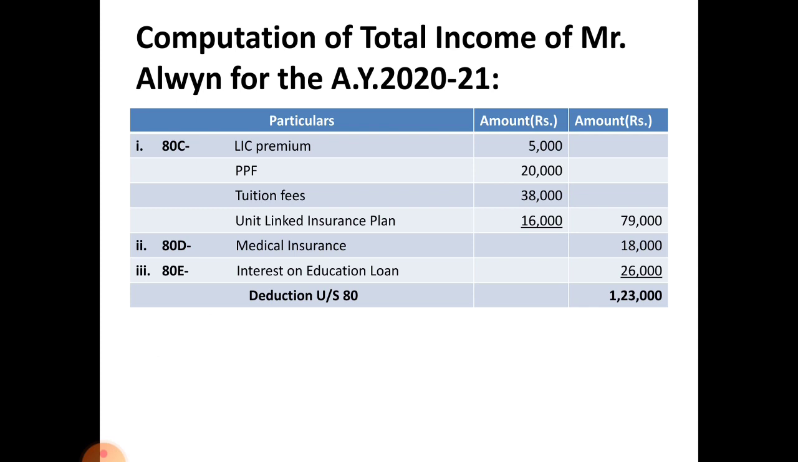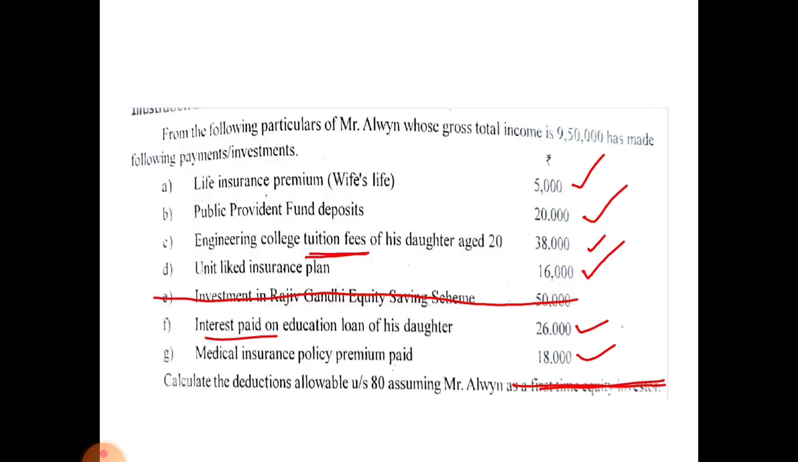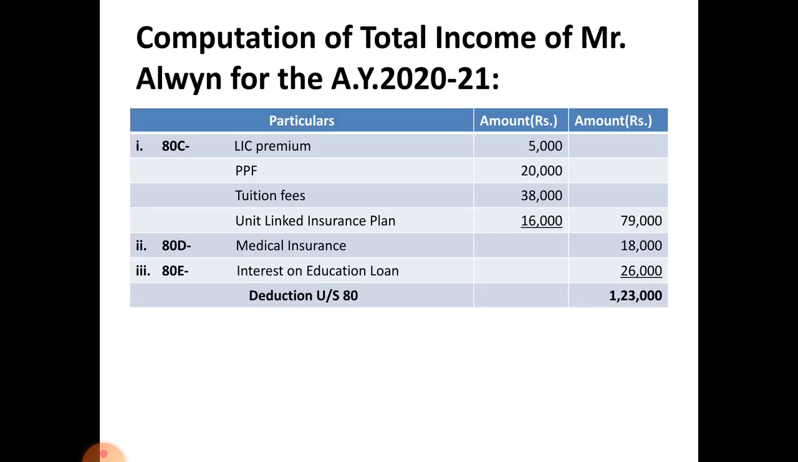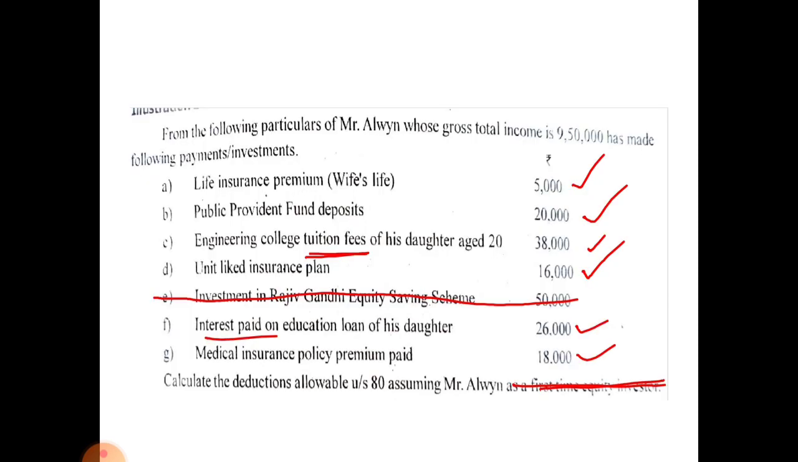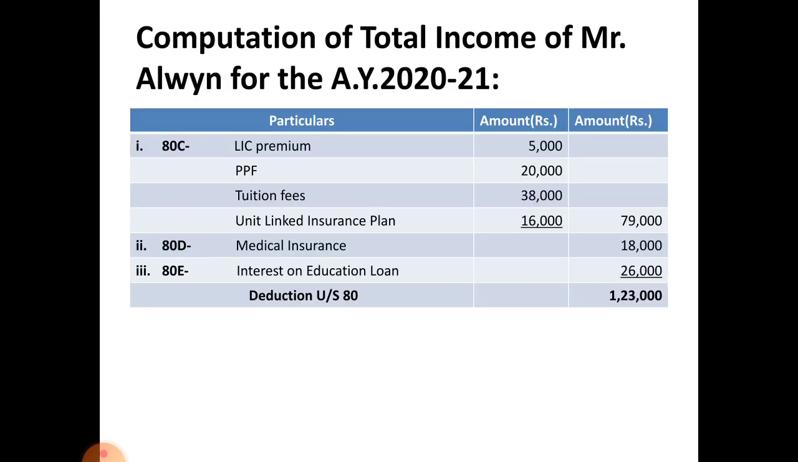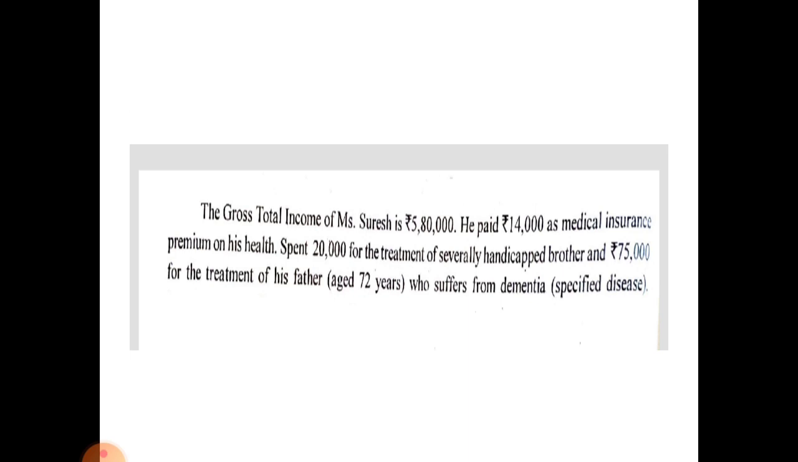rupees 1,23,000. When you deduct this one from this gross total income 9,50,000, you get the total income. But here they only asked to calculate deduction allowable under section 80. So this much is enough for 6 marks. Next, see the next problem. This is also for 6 marks.